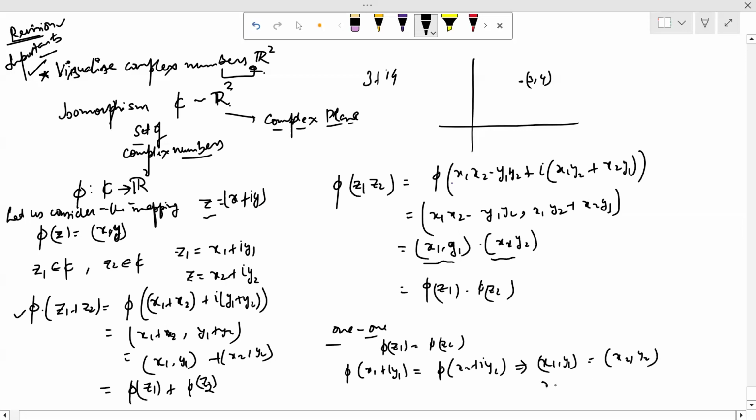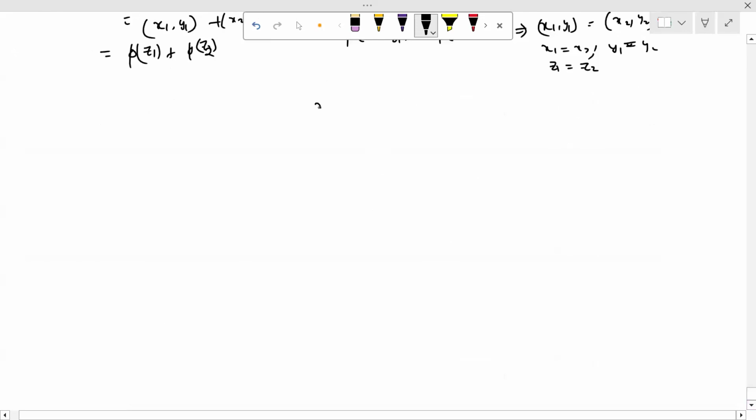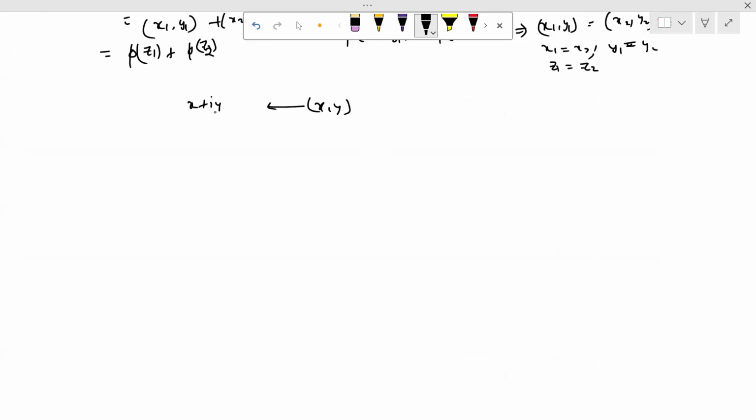Since these are ordered pairs, you know that they are equal only if x1 is equal to x2 and y1 is equal to y2, which implies that z1 is equal to z2. So the mapping is 1-1, and for every (x, y), you have a pre-image x plus iota y. So obviously this mapping is onto also. Therefore you can say that phi is a field isomorphism from C to R square.